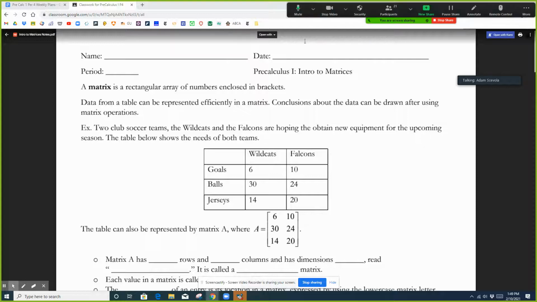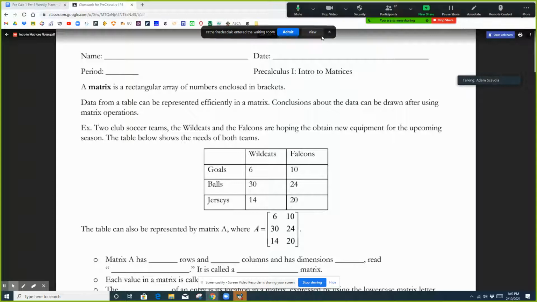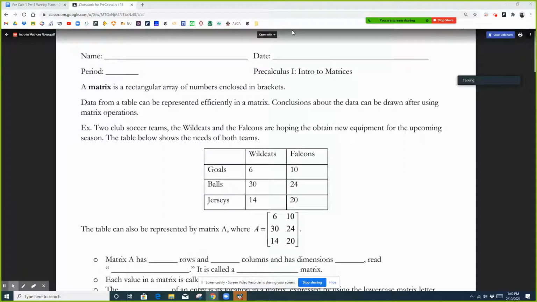All right, so we are going to start talking about matrices. All right, so what is a matrix? It's just a way to express data, as like a table in a way. It's similar to a table, where each column is going to have something in common and each row is going to have something in common.